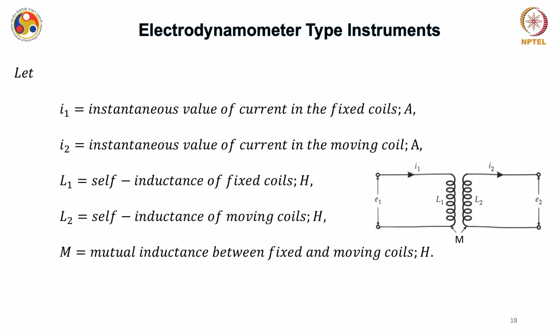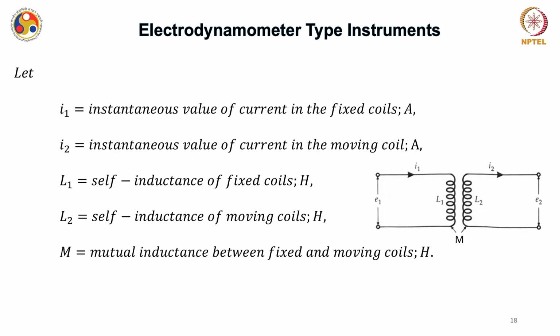So let us try to understand the torque equation in case of electrodynamometer, which will of course help us in understanding the deflection that is there in case of electrodynamometer kind of instrument. But before we go, let's try to have some visualization of different quantities that we are going to deal with. So we are going to see two different coils as we have already discussed.